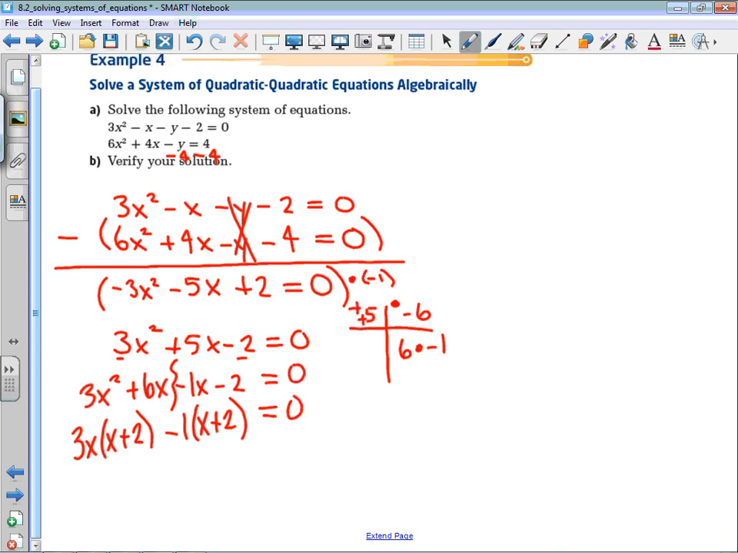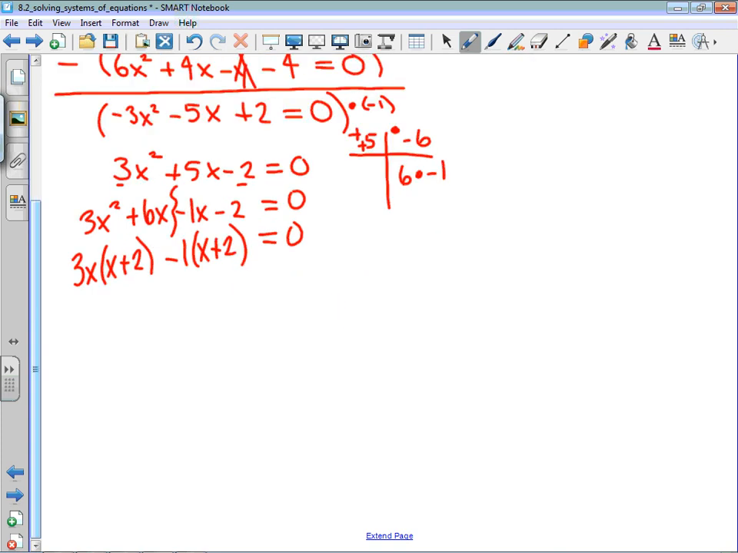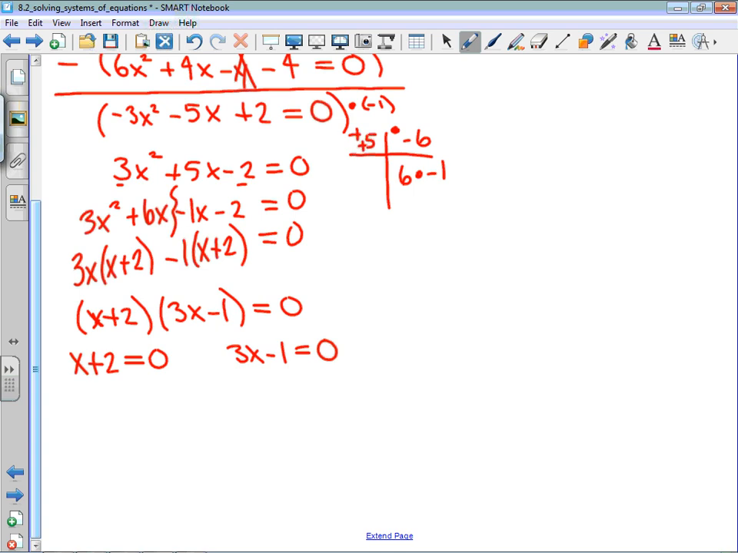What I'm going to do now is actually solve it, which is to say I am going to factor out the x plus 2, which leaves me with 3x minus 1, and that's equal to 0. Well, the only way that this is solved is if either factor is equal to 0, and that's what gives us our two solutions. This one's a little bit easier. X is equal to -2. Here I get that 3x is equal to 1, which means that x is equal to 1/3.